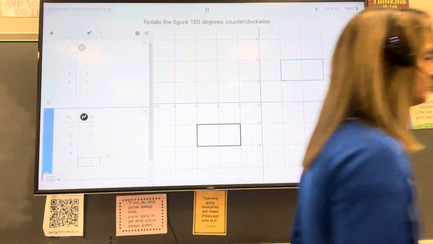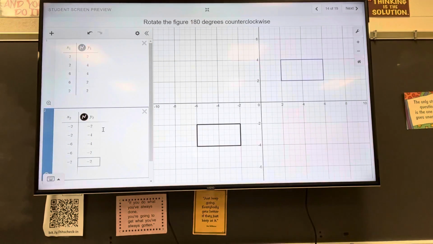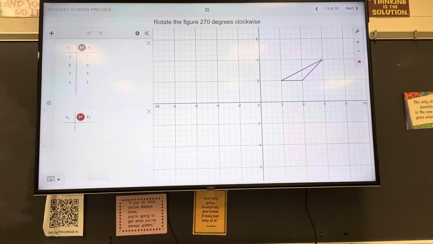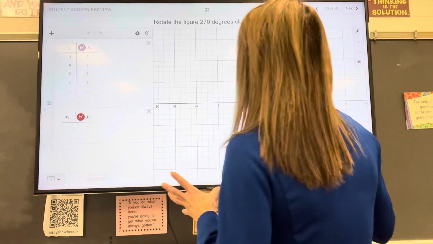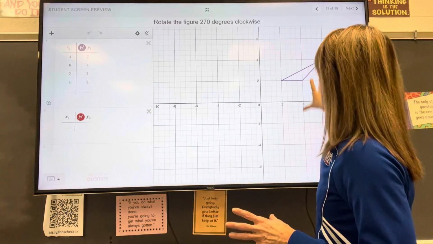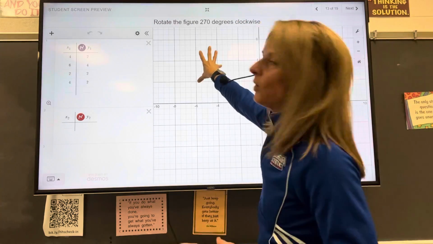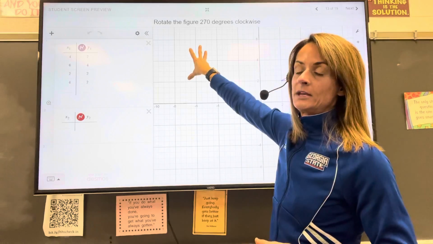Last one, slide 13. Am I going too fast? Anyone still writing this down? This is the last one here. Rotate the figure 270 degrees clockwise. So clockwise is going to be 1, 2, 3 quadrants. So it's going to end up in the second quadrant.